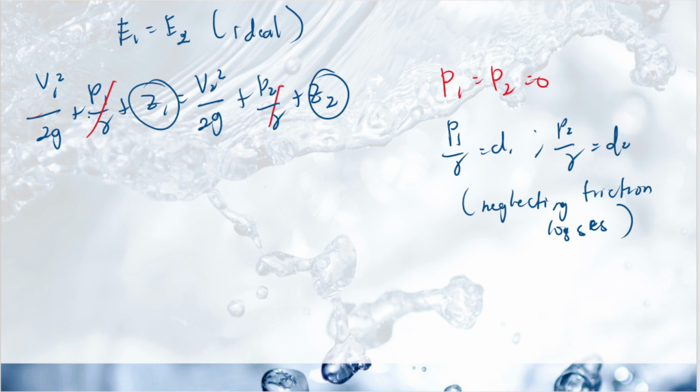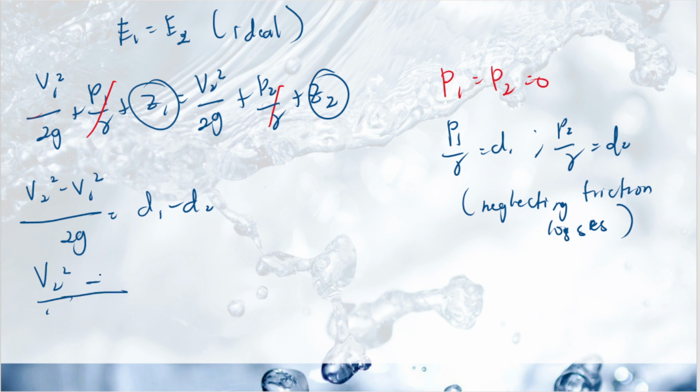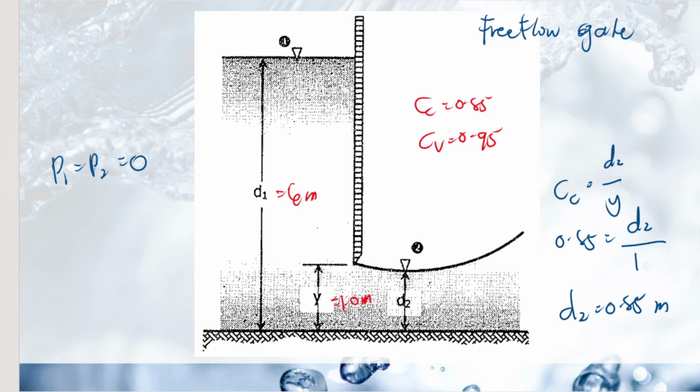So going back to the equation, we could deduce that v sub 2 squared minus v sub 1 squared over 2g is equal to d sub 1 minus d sub 2. Therefore, v sub 2 squared over 2g minus v sub 1 squared over 2g is equal to d sub 1, given as 6 meters, and d sub 2, computed as 0.85.